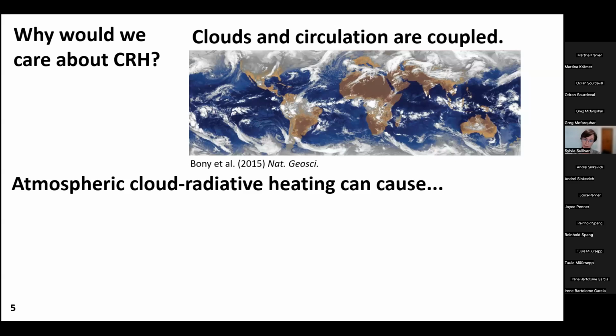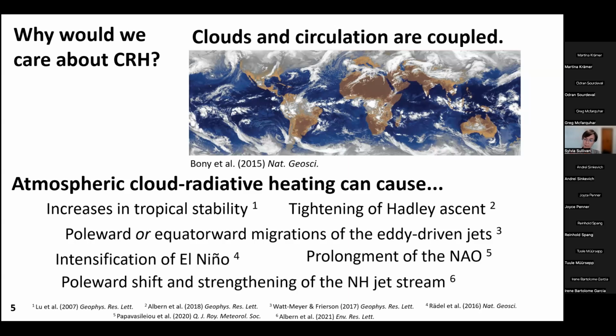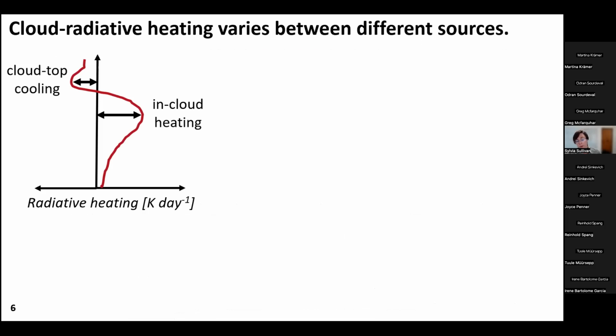Let me give you a variety of ways in which cloud radiative heating in the atmosphere can affect the circulation. It can lead to increases in tropical stability. It can tighten the ascending branch of the Hadley cell. It can push the eddy-driven jets poleward or equatorward. It can intensify El Nino, prolong the North Atlantic oscillation, and shift and strengthen the Northern Hemisphere jet stream. So there are a variety of ways in which this coupling occurs, not only in the tropics, but also in the mid-latitudes, not only for large-scale circulation cells, but also for modes of interannual variability. And if we begin to construct these cloud radiative heating profiles from different sources, what we find is that they vary.